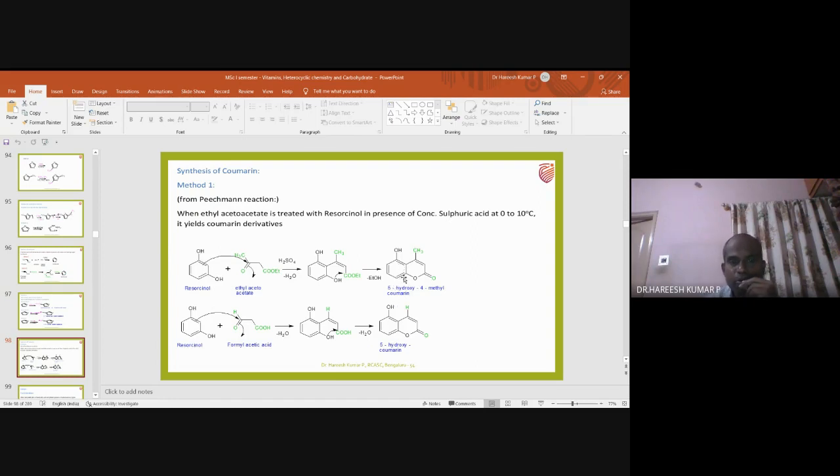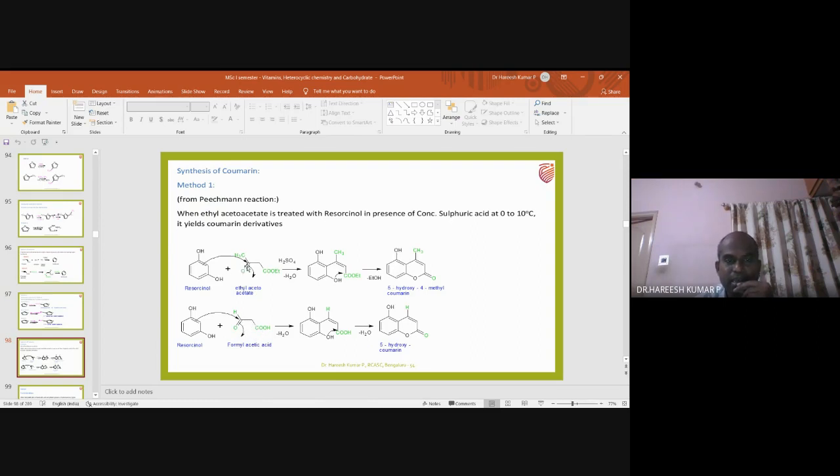So what is the difference between this coumarin and this coumarin? This is a hydroxy coumarin and this is a hydroxy methyl coumarin. That's the only difference. Then what are the reactants? Resorcinol is the same, but what is the difference between these two? This is ethyl acetoacetate, and what is this? This CHO group is called formyl, and this one is acetic acid. Formyl acetic acid is the reactant.